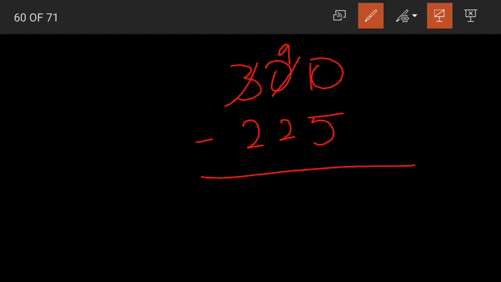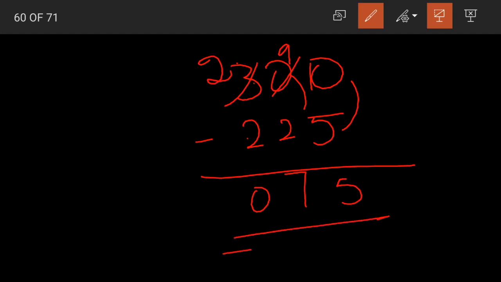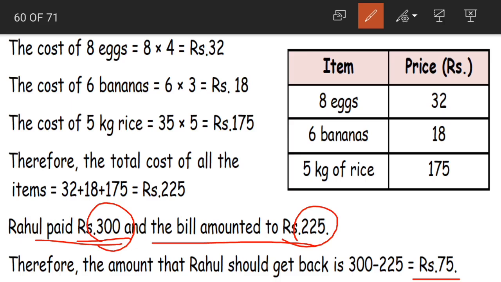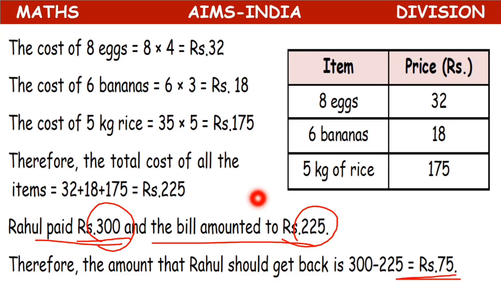300 minus 225. 0 minus 5 is not possible. So we'll borrow. Yes, children. First 0 becomes 10. The other zeros become 9. And the last number becomes minus 1. 3 minus 1, 2. Now 10 minus 5, 5. 9 minus 2, 7. 2 minus 2, 0. What is the remaining balance? 75 rupees.